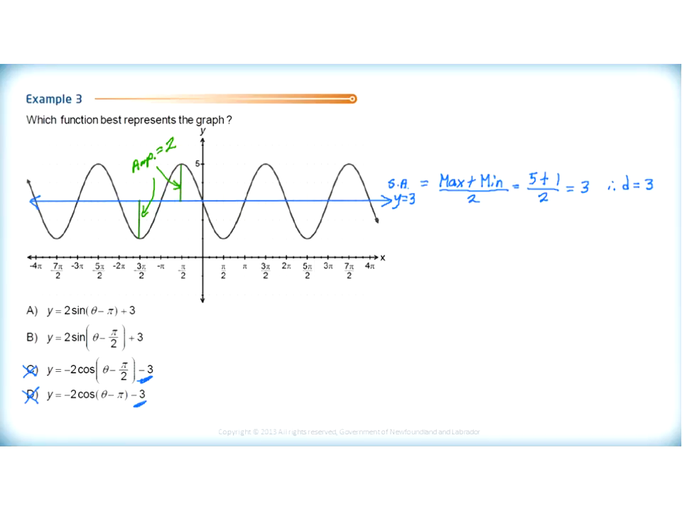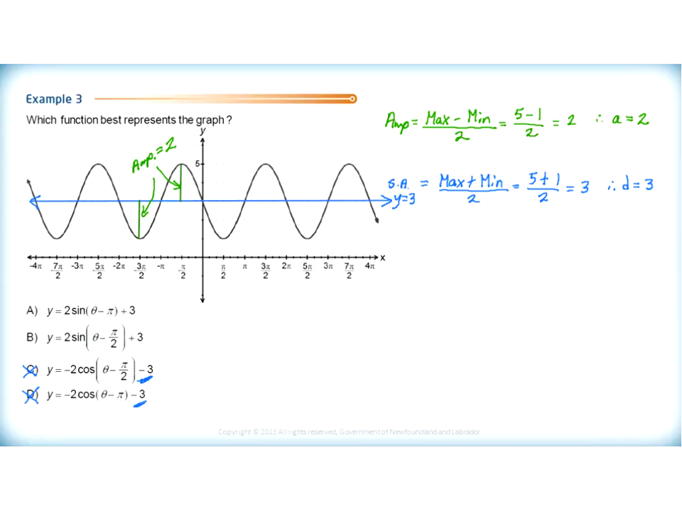Once again, you could determine that using the formula. The amplitude is equal to the maximum value minus the minimum value divided by 2. Your maximum value is 5. Your minimum value is 1. 5 minus 1 is 4. 4 divided by 2 is 2. And that gives us the value of A to equal 2.